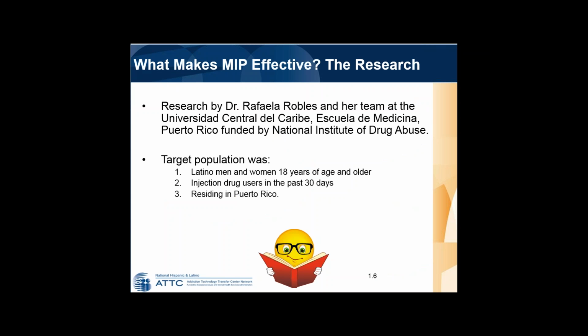The original research was conducted by Dr. Rafaela Robles here at the university. If you search for it, the name of the original research is Effects of Combined Counseling and Case Management to Reduce HIV Risk Behaviors Among Hispanic Drug Injectors in Puerto Rico, a randomized controlled study. That is in the Journal of Substance Abuse Treatment, number 27 in 2004, pages 145 to 152. That's where you find the original research with all the results if you're interested in more information. As I mentioned before, it was for Latino men and women, 18 and older, residing in Puerto Rico. This research took place in the central north region of the island, and we had almost 600 participants take part in the research.